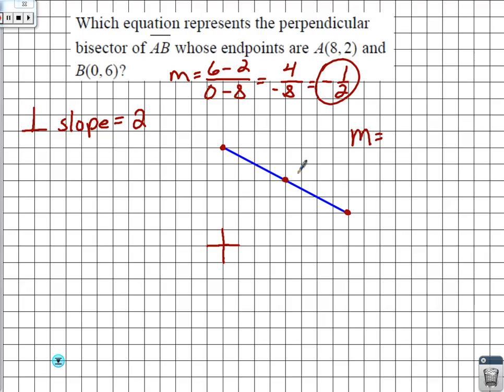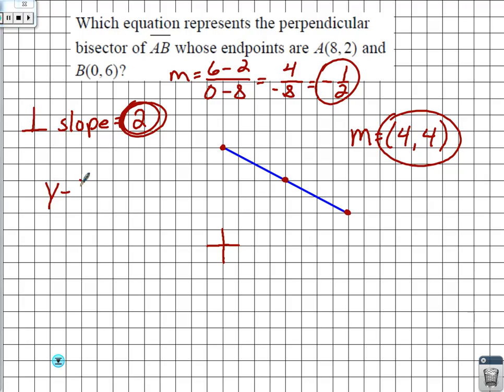To find a midpoint, you add your x's, divide by 2. Add the y's, divide by 2, you get 4. Your midpoint's (4, 4). I'll go over 4, up 4. So, guys, all we're doing is looking for the line that has a slope of 2, because our perpendicular bisector has a slope of 2, and it passes through the point (4, 4).